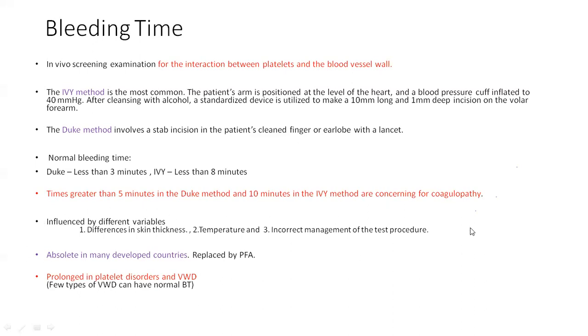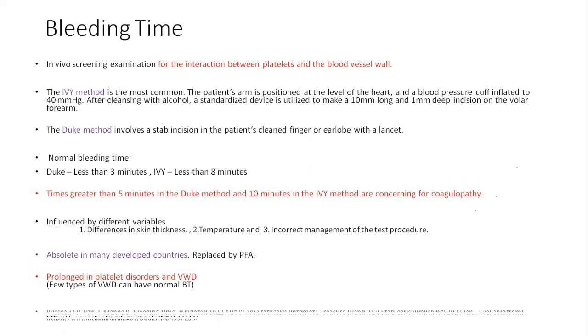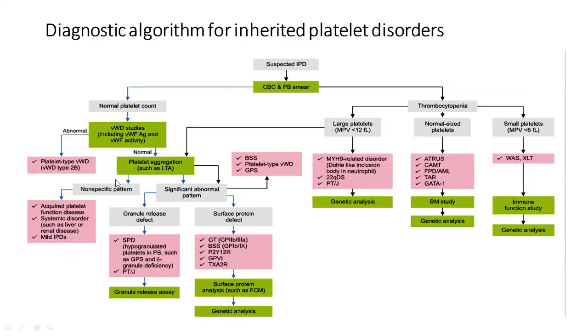But if you do it correctly, at least a 1 mm deep incision, many times you can identify these problems with primary hemostasis. So practice bleeding time, and encourage doing it in any suspected bleeding disorder child. And this is a diagnostic organ of platelet disorders.